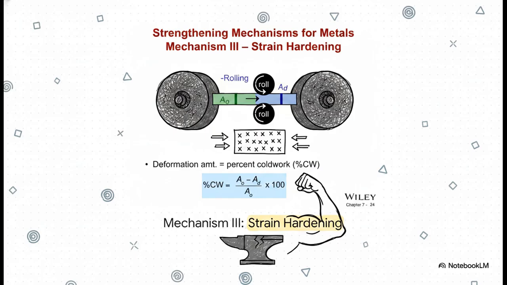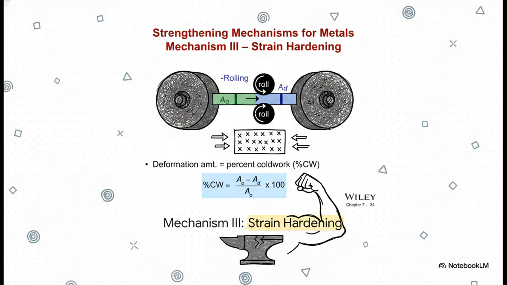And mechanism 3 is strain hardening, which you probably know as cold working. Picture running a sheet of metal between two huge rollers at room temperature, just squishing it down. That plastic deformation physically multiplies the number of dislocations inside the material and crams them incredibly close together. Because these dislocations naturally repel each other, you get this massive atomic traffic jam.